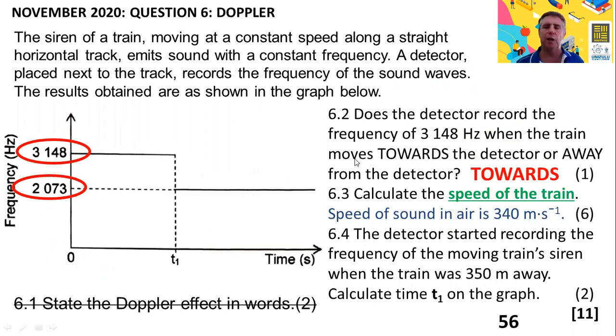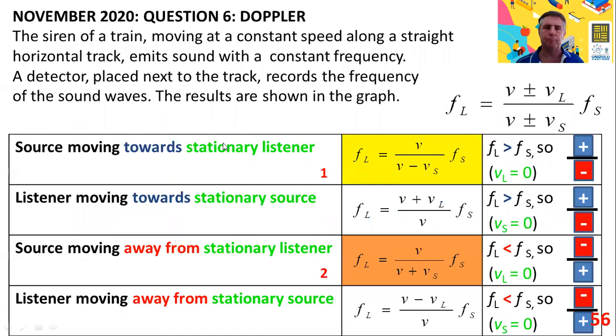The main part is calculate the speed of the train. And the speed of sound in air is 340 meters per second. Now, the problem is, although we know the two frequencies observed by the listener, we don't actually know the frequency of the source. So this is quite a tricky one, which will involve simultaneous equations. Let's have a look at it.